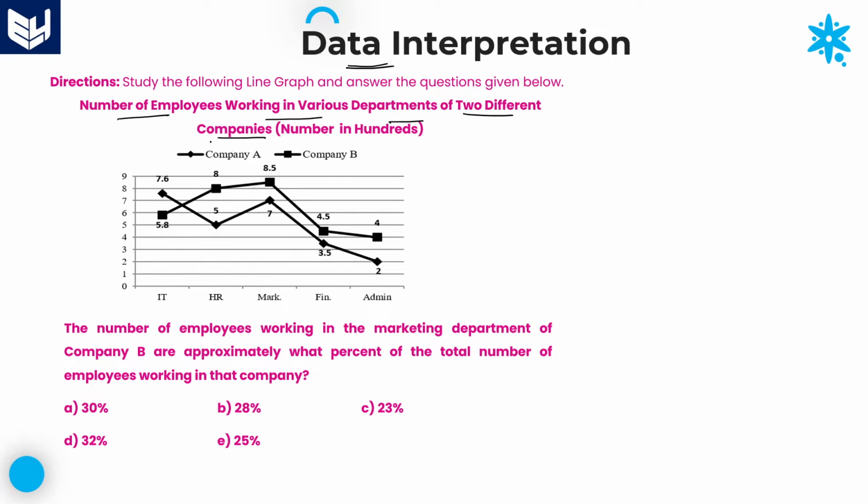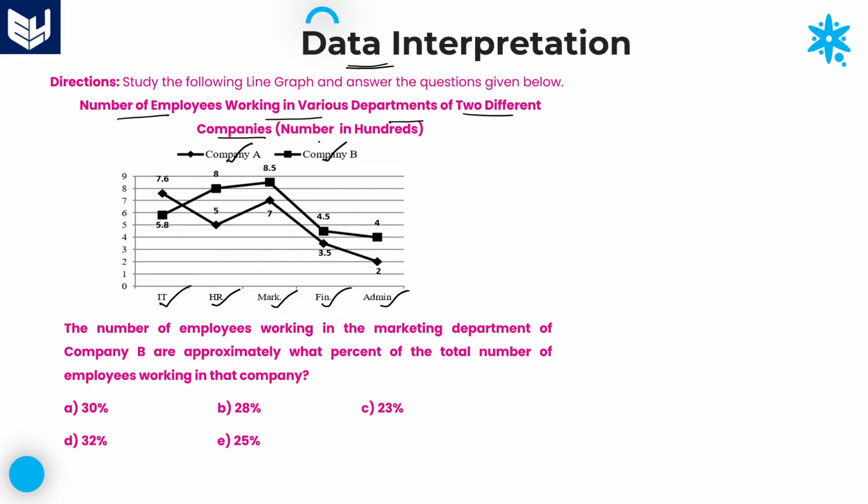Here the information is about the number of employees who are working in various departments. The departments in this line graph are IT, HR, marketing, finance and administration. These are the five departments, and there are two companies: one is company A and the second one is company B. In these two companies, we see how many employees are working in the various departments.